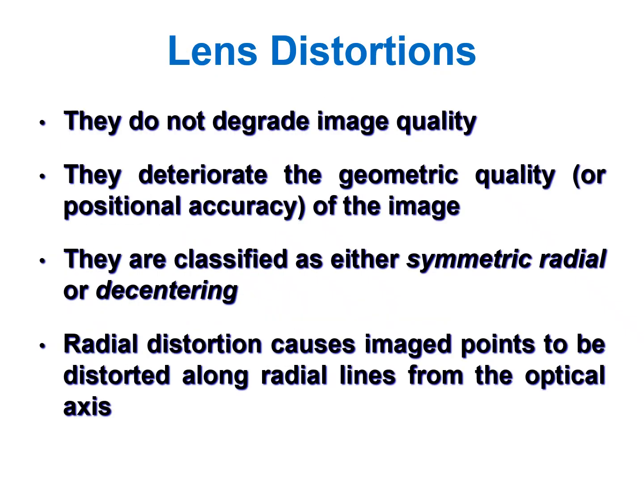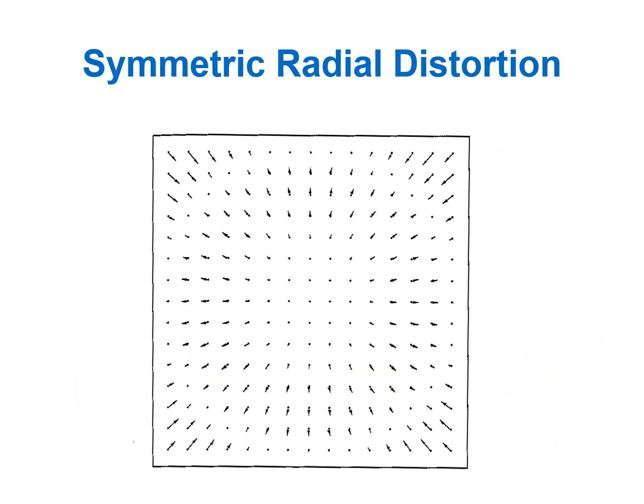Lens distortions. They do not degrade image quality. They deteriorate the geometric quality or positional accuracy of the image. They are classified as either symmetric radial or decentering. Radial distortion causes image points to be distorted along radial lines from the optical axis. Symmetric radial distortion.